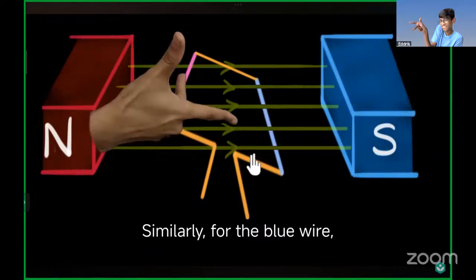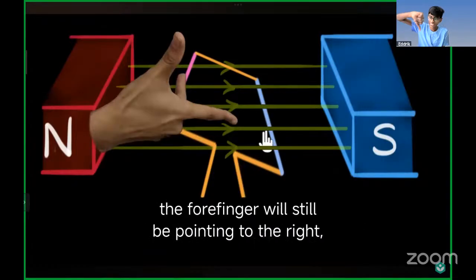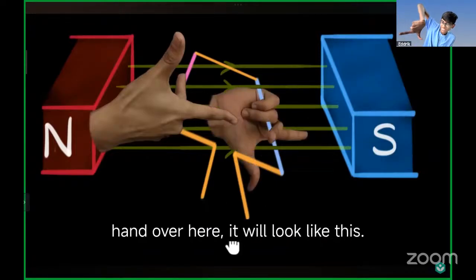Similarly, the blue wire is moving downwards. So the thumb will be pointing down, the forefinger will still be pointing to the right. And so if we arrange our right hand over here, it will look like this.